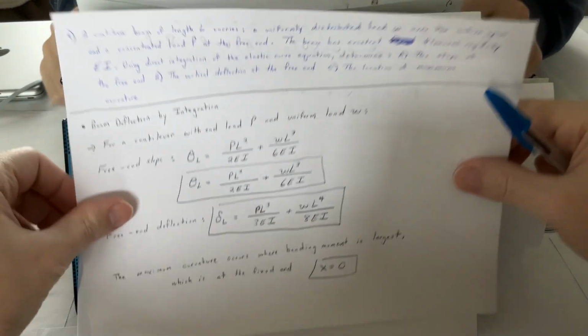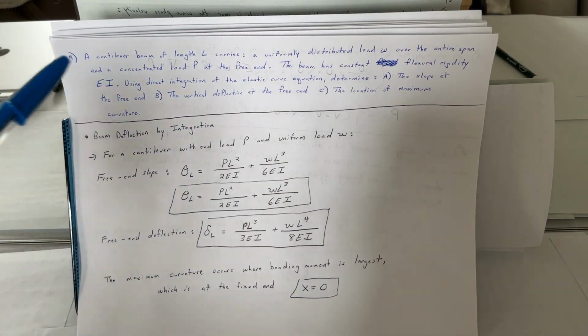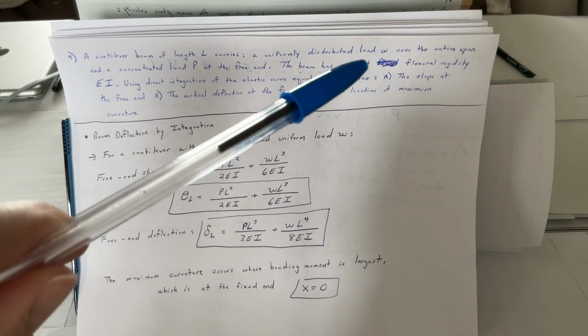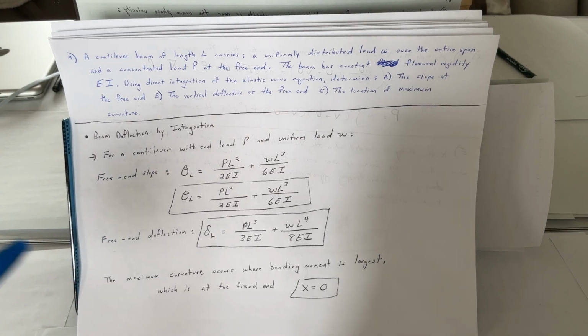Number 9. Okay, so what we have for number 9 is a cantilever beam of length L that carries a uniformly distributed load over the entire span and a concentrated load at the free end. The beam has constant flexural rigidity, EI. Using direct integration of the elastic curve equation, determine A, the slope at the free end, B, the vertical deflection at the free end, and C, the location of maximum curvature. So this is a beam deflection by integration.